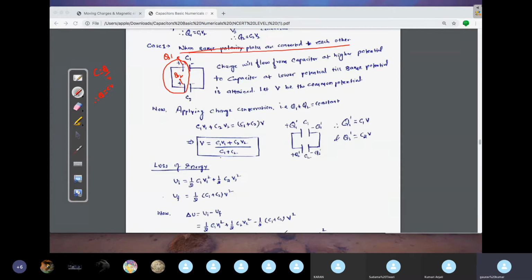Whichever conductor is at higher potential, from there the charge will flow to the other. At the end, what will happen? The potential will become the same for both the conductors, but charge will remain constant. So charge will flow from the capacitor at higher potential to the capacitor at lower potential till the same potential is attained, and let V be the common potential. So now we can see that these two conductors are connected in parallel.